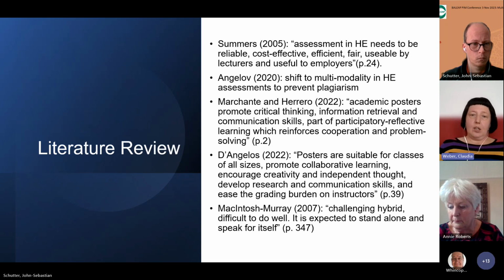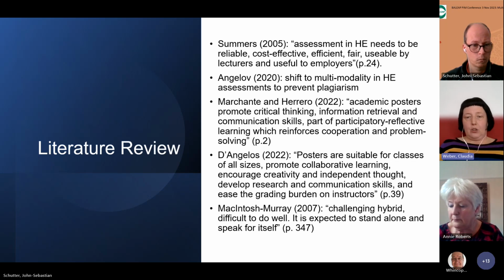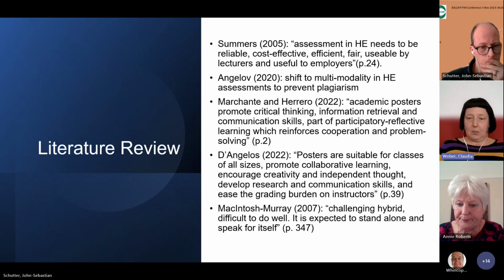All this is incorporated in producing a poster, and it's a great practice opportunity for those skills. While these researchers focus on the positive aspects of using posters as a higher education assessment, we can't forget about McIntosh Murray, who discusses the challenges of using posters as a form of assessment.